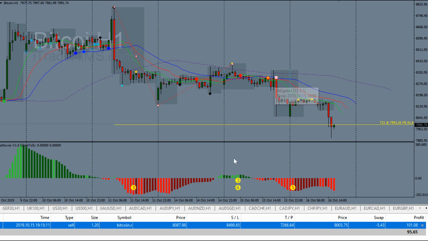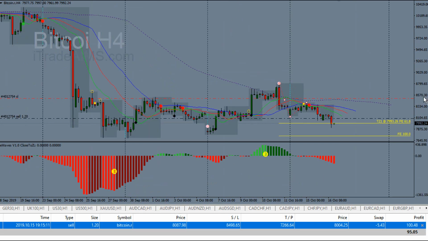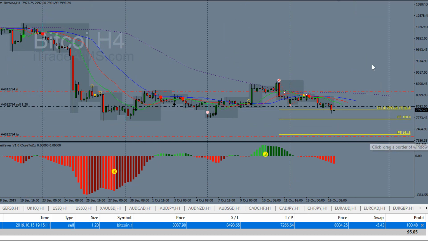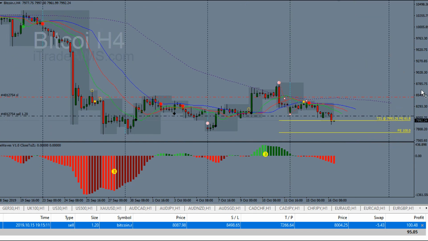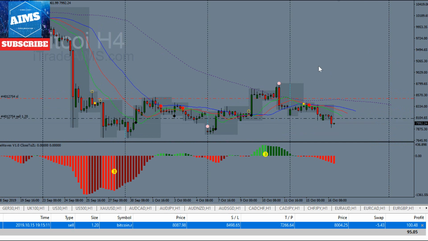So that's one taken, but the other trade, which is the 4-hour trade, will continue because the target for that is the target zone 1. Let me draw that again. So we will start there.